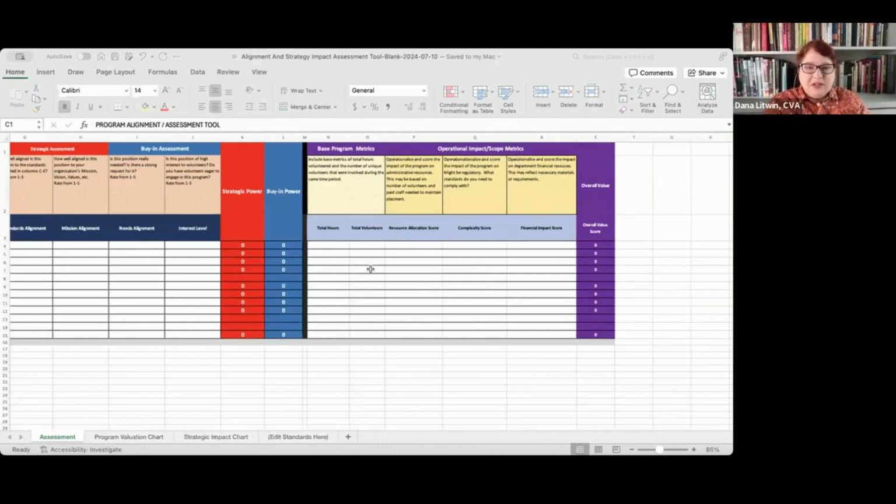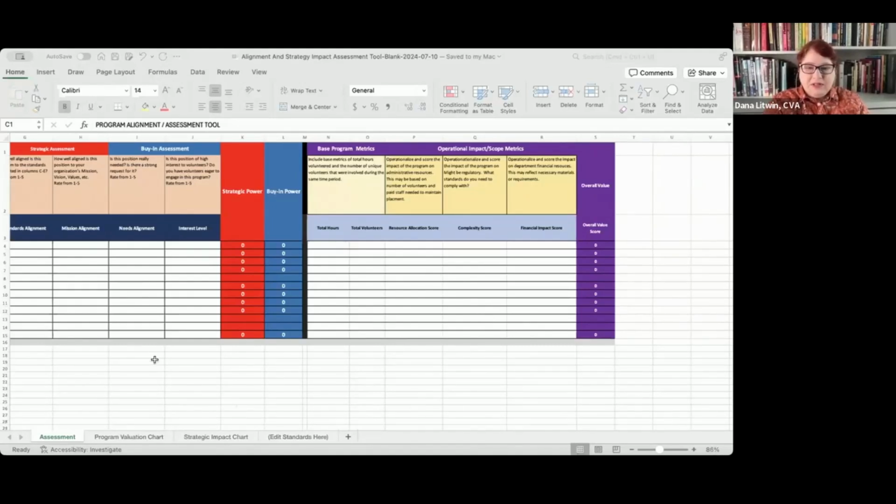And then we've got our base metrics of total number of hours and total volunteers. So there's hundreds of hours in the community garden. There's 45 people doing it. It takes a medium amount of resources. It's not that complex to do. And again, it's kind of in the middle on financial impact.